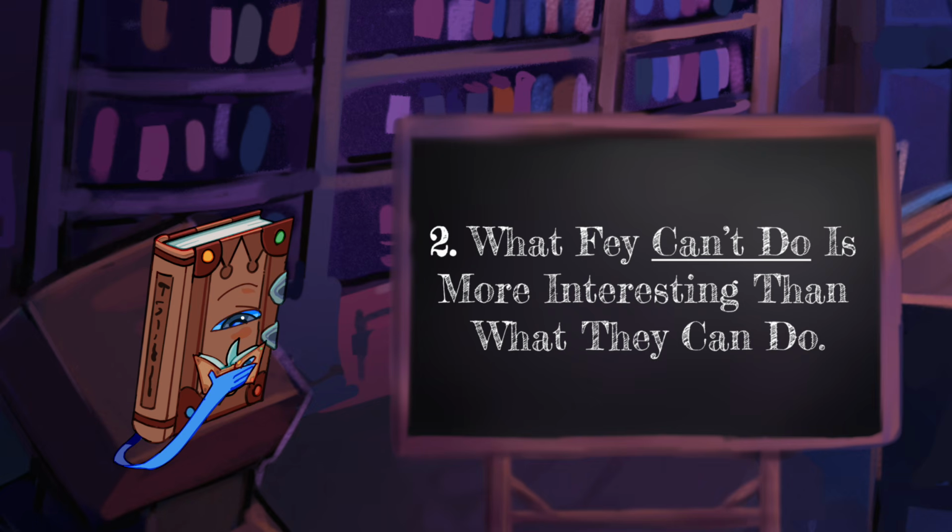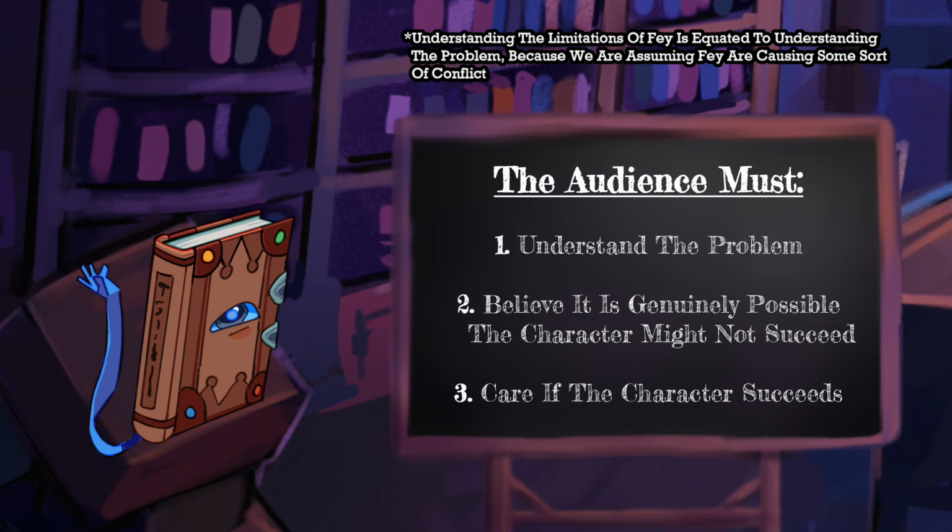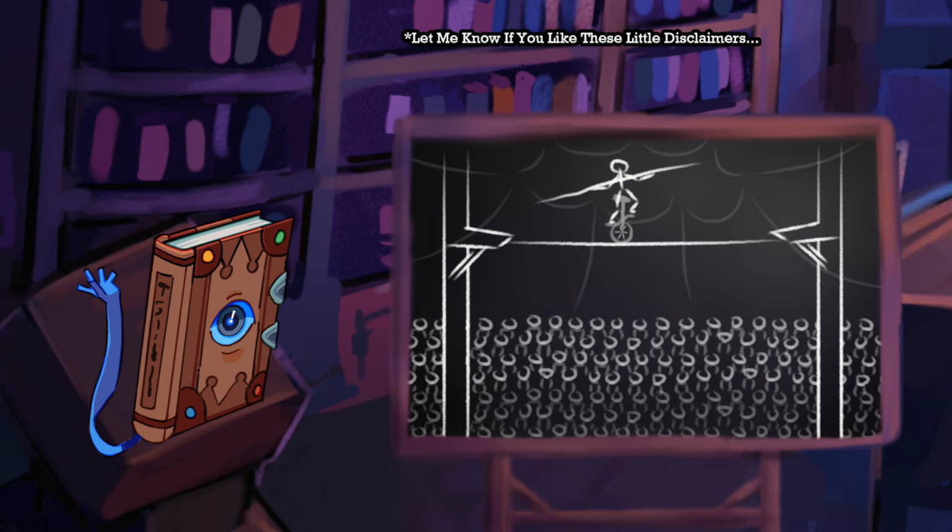If we look back at the things that are needed for tension, we can see that focusing on what Fey can't do checks all of the boxes. First, the players understand the limitations of Fey. Second, the problem of how powerful and dangerous Fey are makes the player believe it's genuinely possible their character might not succeed, despite understanding the Fey's limitations. Third, the player will care if their character succeeds, because you've established the limitations in a way that presents a clear path to victory, like watching someone cross a tightrope, regardless of whether they succeed or fail.